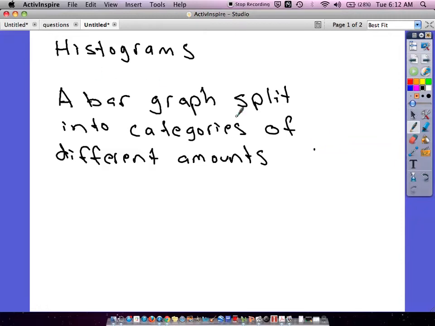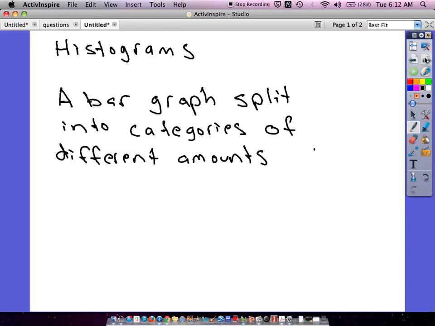A histogram is going to look like a bar graph, but the categories are going to be different ranges of amounts. So for instance, 0 to 20, 20 to 40, 40 to 60, those types of ranges. I'll have an example coming up that I think will help you understand what I'm talking about. Ultimately, it's going to be your decision as far as what you want the amounts at the bottom, the categories, to be. But we'll look at an example here and see what we can come up with.